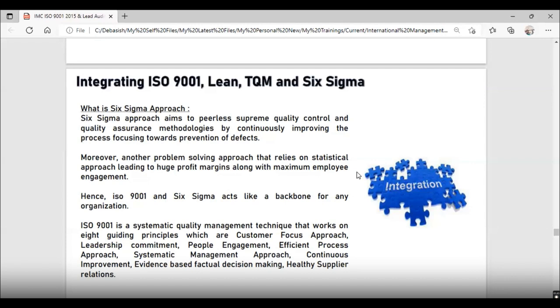ISO 9001 is a systematic quality management technique, which we have already learned by this time, that works on 8 guiding principles: customer focus, leadership commitment, people engagement, efficient process approach, systematic management approach, continuous improvement, evidence-based factual decision-making, and healthy supplier relations.